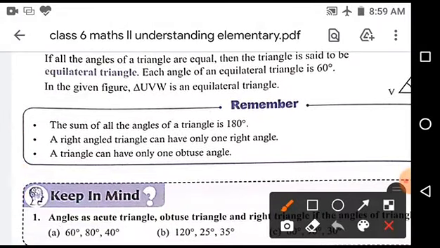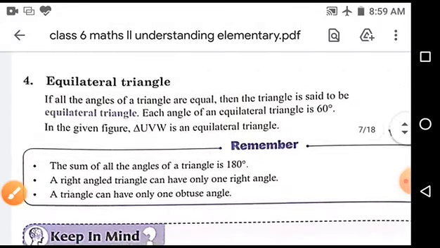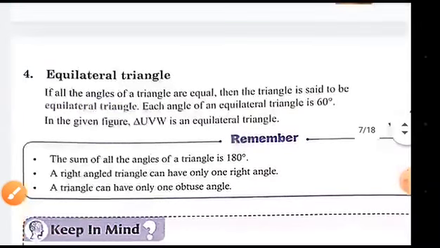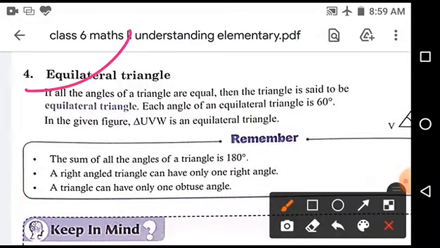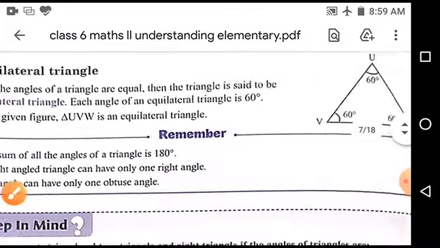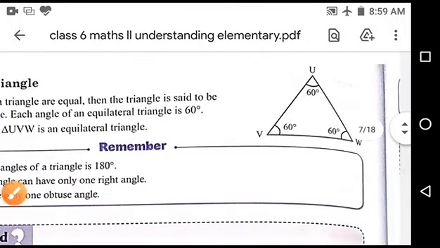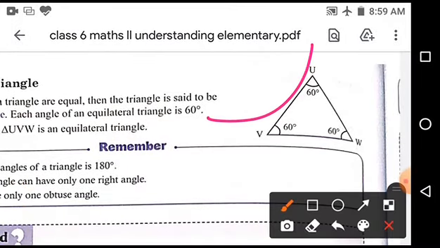Next one is the equilateral triangle. An equilateral triangle is a triangle which has equal sides, and all the angles of this triangle are equal and they are 60 degrees. That means if any triangle contains equal sides and all its angles are 60 degrees, then such a triangle is known as an equilateral triangle.